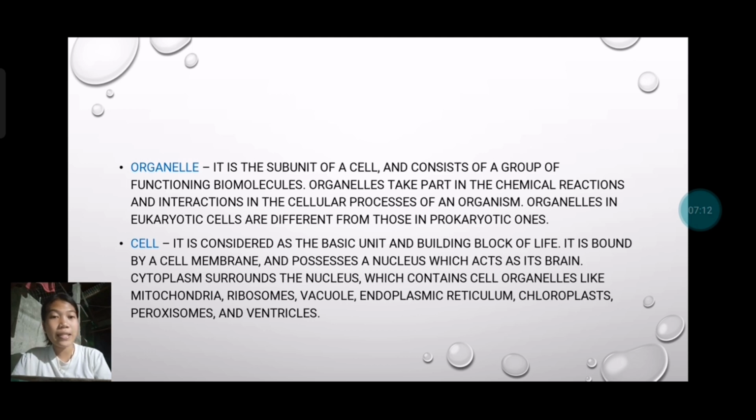The next one is the cell. It is considered as the basic unit and building block of life. It is bound by a cell membrane and possesses a nucleus which acts as its brain. Cytoplasm surrounds the nucleus, which contains cell organelles like mitochondria, ribosome, vacuole, endoplasmic reticulum, chloroplast, peroxisome, and vesicles.